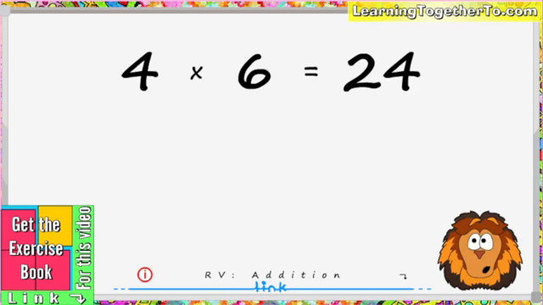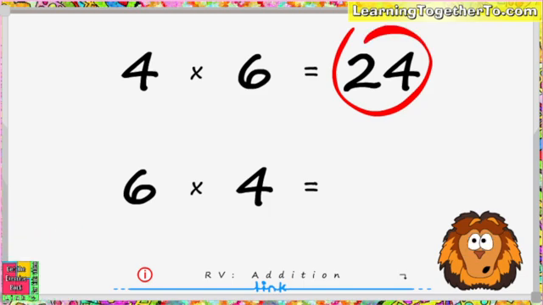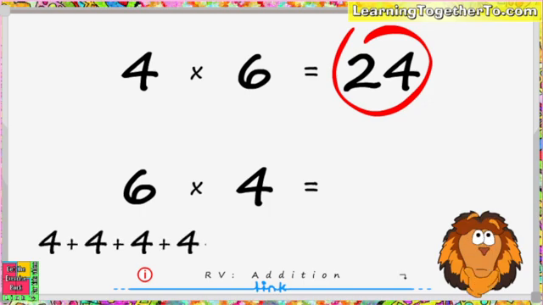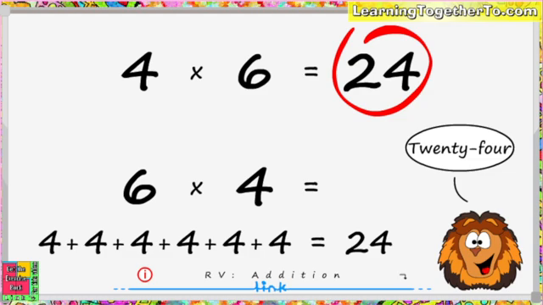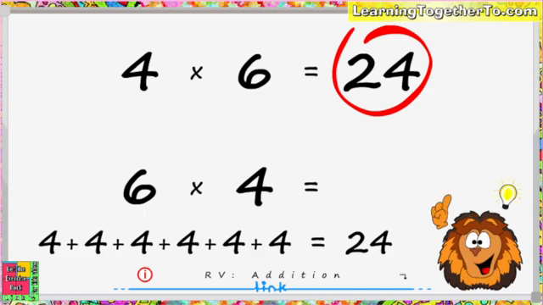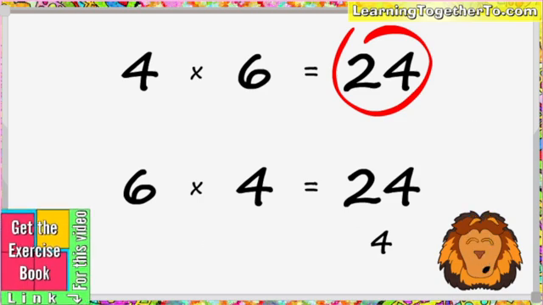Eric, what would happen if we moved the numbers around? Will 6 times 4 give us the same answer? Let's find out. If we had 4 6 times, 4 plus 4 plus 4 plus 4 plus 4 plus 4, we'll get 24. Nice job, Eric. So 6 times 4 is equal to 24. Well done, Eric.